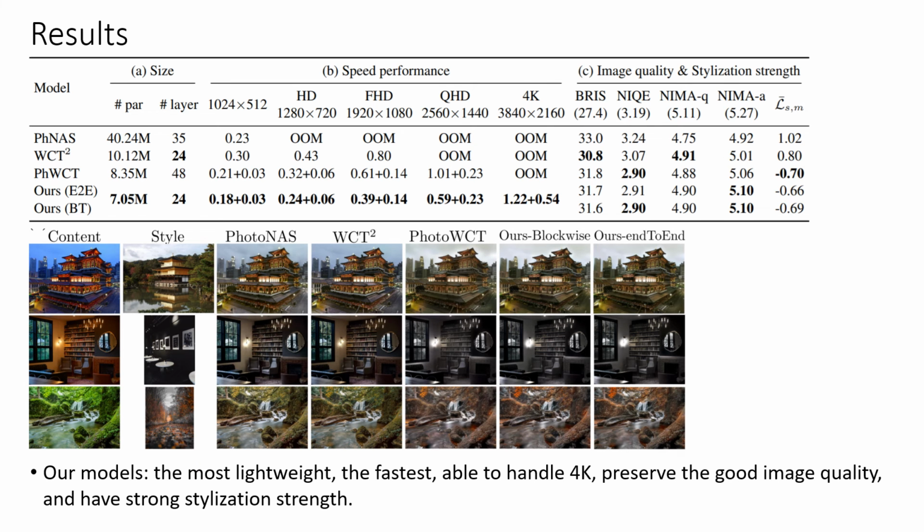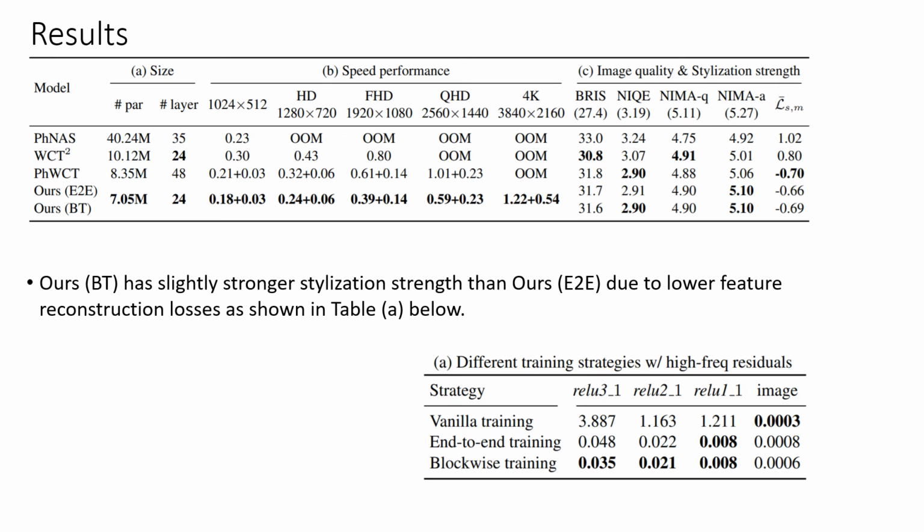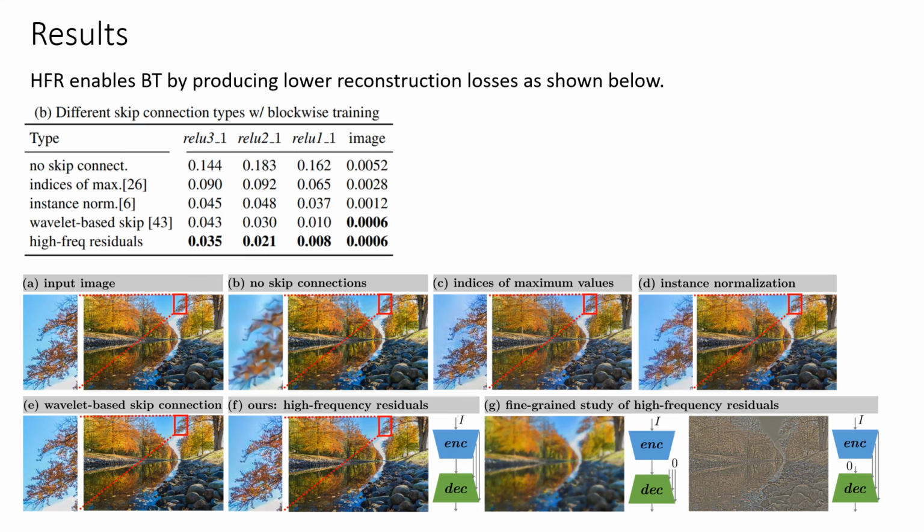Here are results from different models. Our models are the most lightweight, the fastest, able to handle 4K resolution, preserve good image quality, and have strong stylization strength. Compared to the end-to-end training, Blockwise training results in slightly stronger stylization strength. This is due to the lower feature reconstruction losses of Blockwise training. This evaluation study shows that high-frequency residuals enable Blockwise training by producing lower reconstruction losses. We can visualize the better image reconstruction of high-frequency residuals than other skip connections.